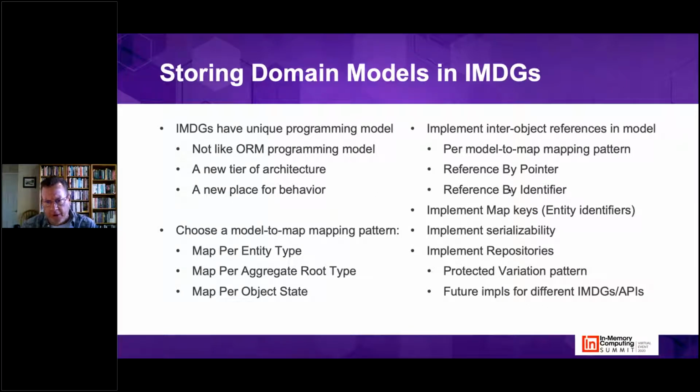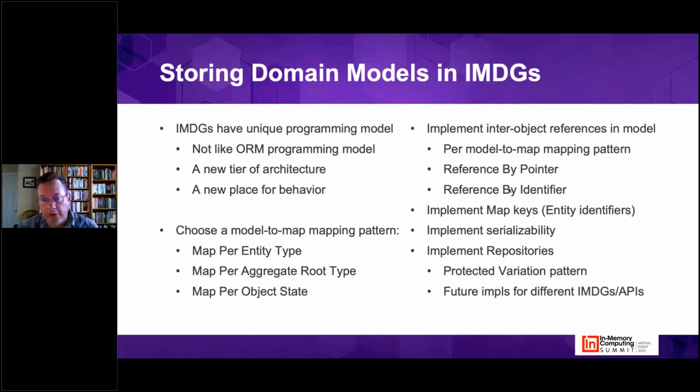Since entities have identifiers, the identifiers tend to be the map keys. You have to implement serializability, because with an in-memory data grid, we're moving data across the wire, so you have to make sure that your domain objects are serializable somehow, which normally you don't have to do with an ORM. And then you may want to implement repositories to encapsulate the IMDG API so that your application code is just talking to repositories and saying, find me domain objects with these criteria, or insert this new one or remove this one, with the CRUD API that you get on a repository.